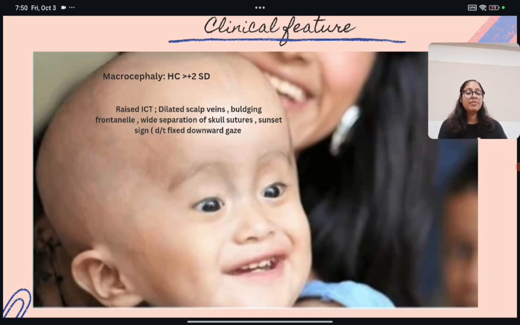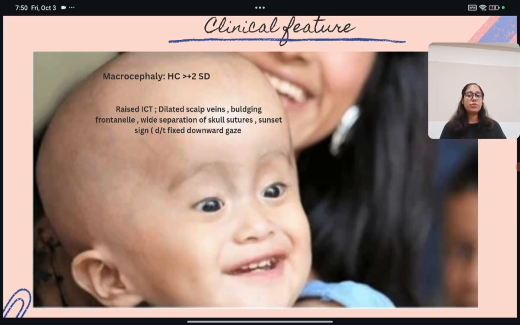So, what are the clinical features? The clinical manifestations will be the same for all the different causes of hydrocephalus. The first one is macrocephaly. Macro means the size of the head is going to be more. If the head circumference is more than +2 standard deviations, then we call it macrocephaly. This will be one of your clinical features.